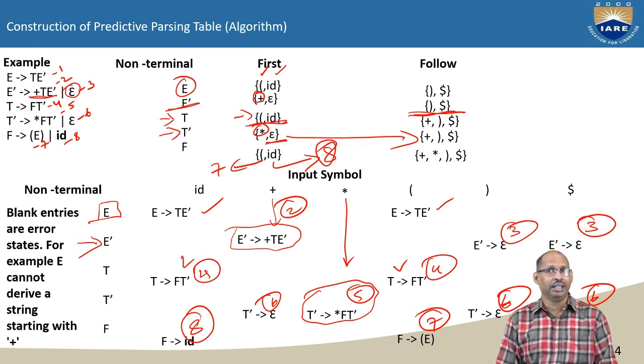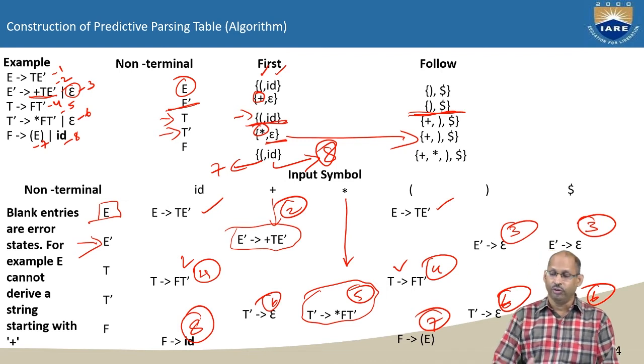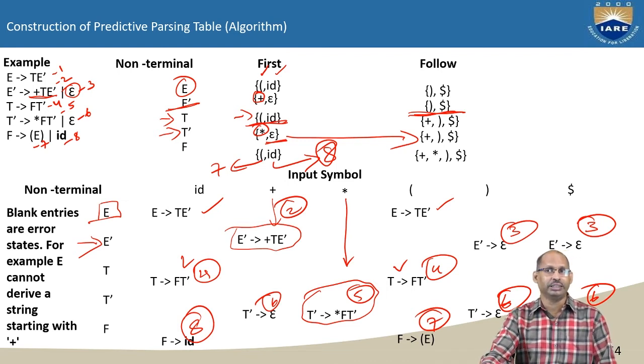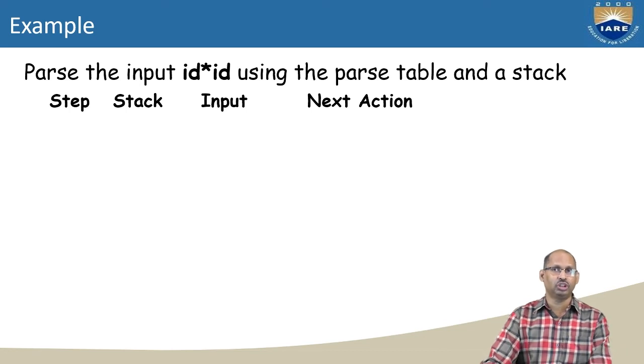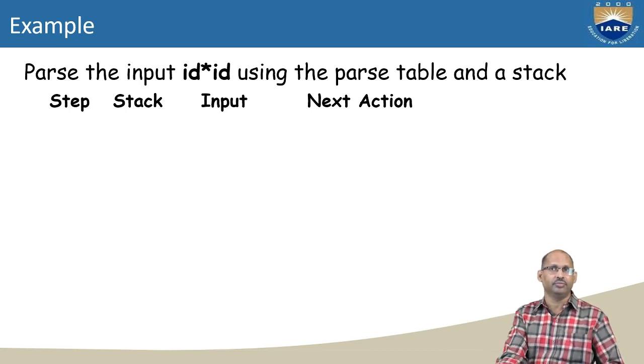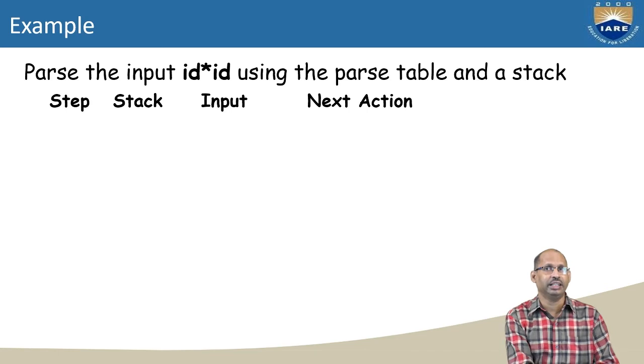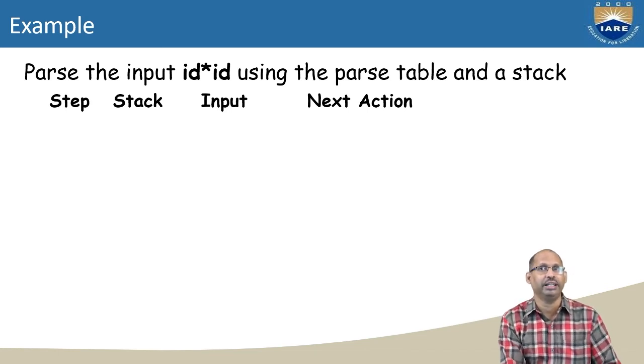So we have seen how to construct the first and follow of the variables. Using the first and follow of the variables, we are constructing the predictive parsing table. Now we use this predictive parsing table and will perform the parsing of the input string. Now we are considering the input string id * id.